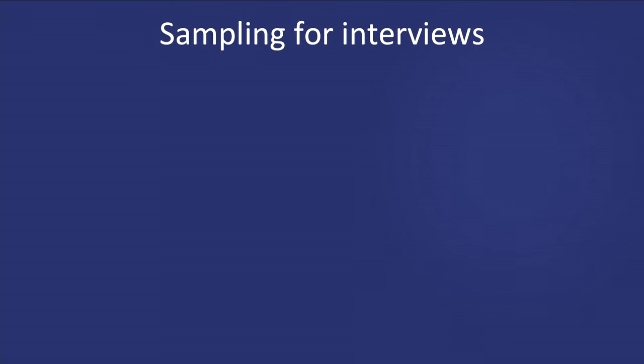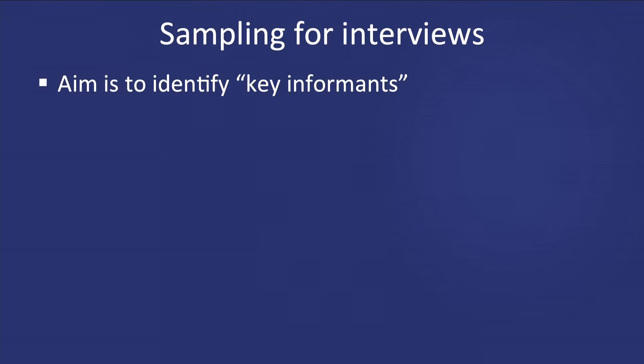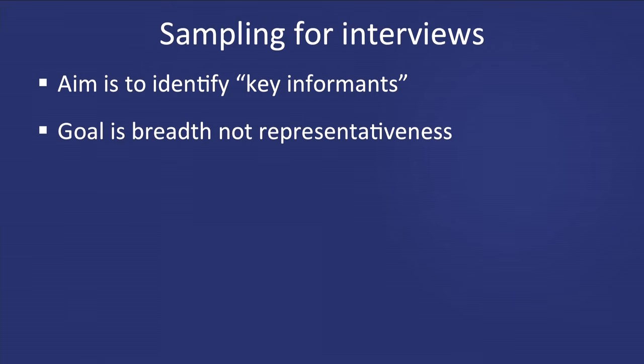So let's talk a little bit about sampling for interviews. The aim in a sampling design for an interview study is to identify key informants. Key informants is a term that refers to individuals who have knowledge of or experience with the phenomenon of interest, and they're willing to speak about it. The goal in the sampling approach is breadth, attaining a broad range of perspectives, a whole spectrum. It's not representativeness, so we're not concerned with taking a random sample, every 5th person on an administrative claims list.